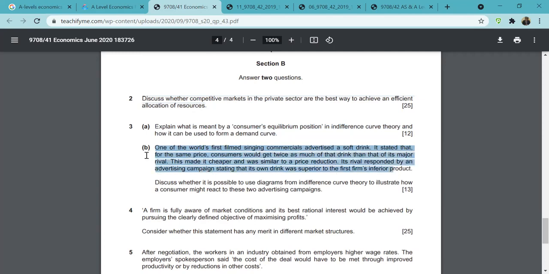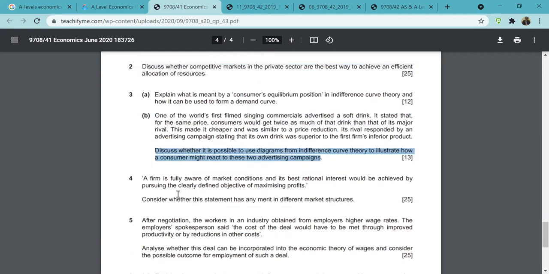Next part of the question says, one of the world's first filmed signing commercials advertised a soft drink. It stated that for the same price, consumers would get twice as much of that drink than that of its major rival. This made it cheaper and was similar to a price reduction. Its rival responded with an advertising campaign stating that its own drink was superior to the first firm's inferior product. Discuss whether it is possible to use diagrams from indifference curve theory to illustrate how a consumer might react to these two advertising campaigns, right?